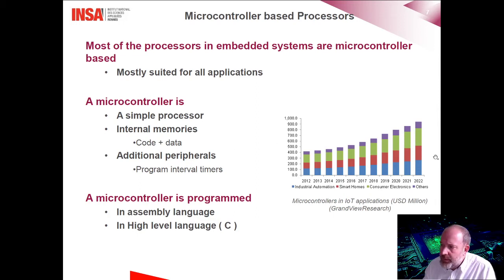The figure on the right here shows the evolution of the number of microcontrollers in the specific field of the Internet of Things over a period ranging from 2012 to 2022. These projections are made in different fields, such as industrial automation in blue, smart houses in red, consumer electronics in green, and then other cases are given in purple. We can see here the rapid increase in the number of microcontrollers in the field of IoT. It has an exponential trend, actually.